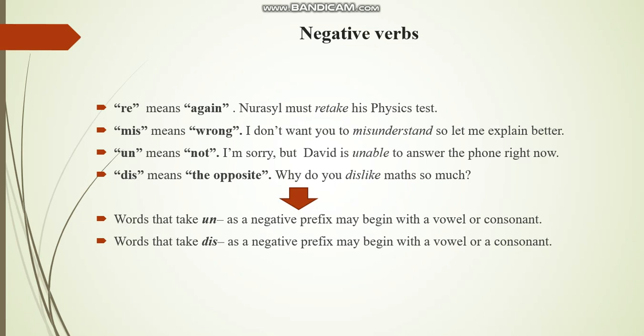Un means not. For instance, I'm sorry, but David is unable to answer the phone right now. Dis means the opposite. Why do you dislike math so much? And words that take un as a negative prefix may begin with a vowel or consonant. And words that take dis as a negative prefix may begin with a vowel or a consonant also.